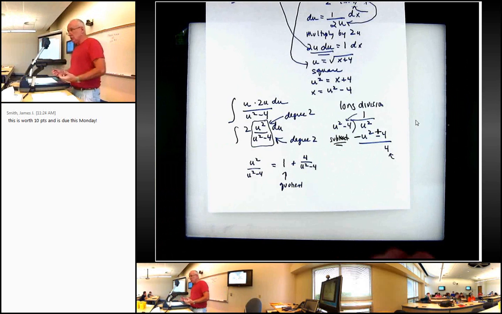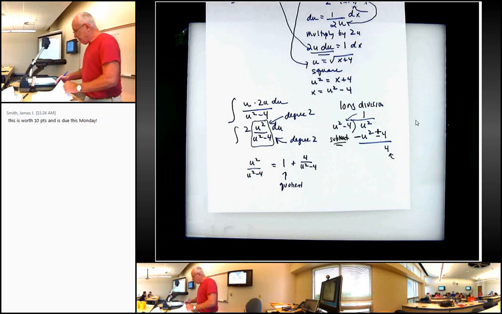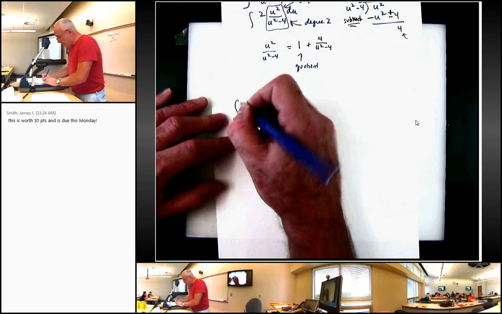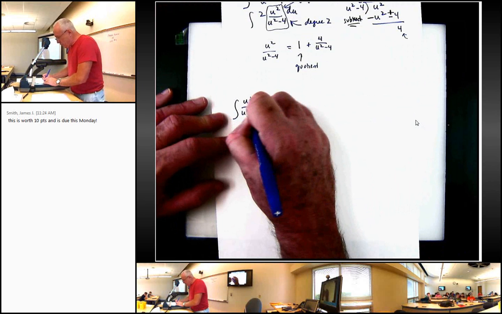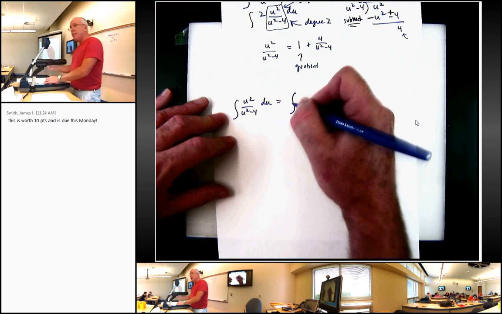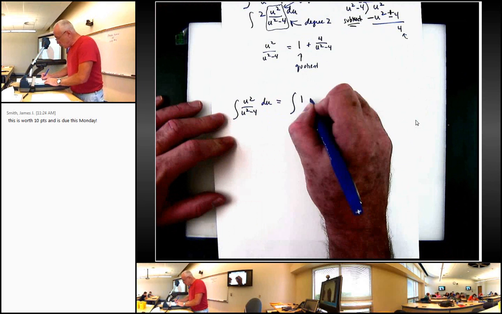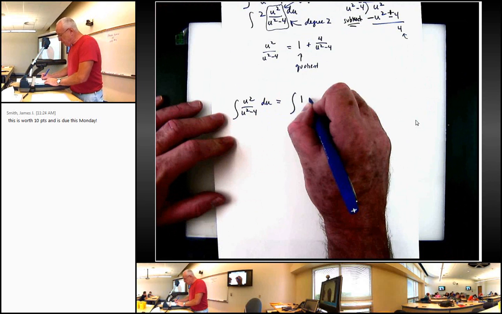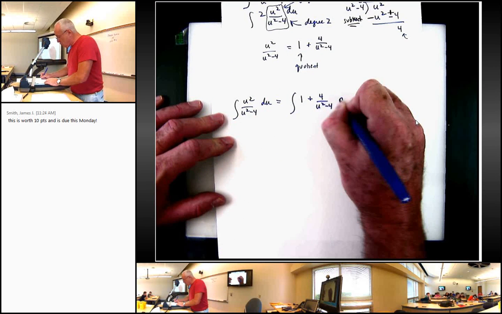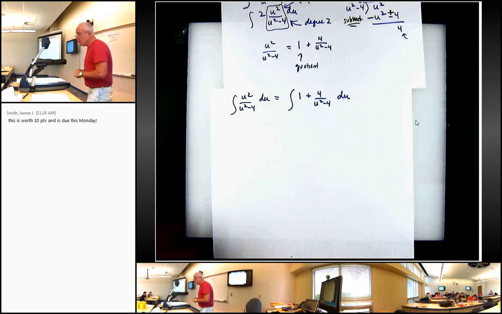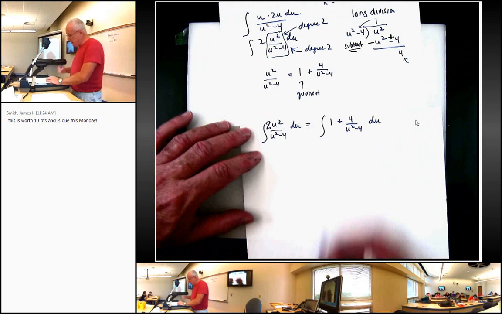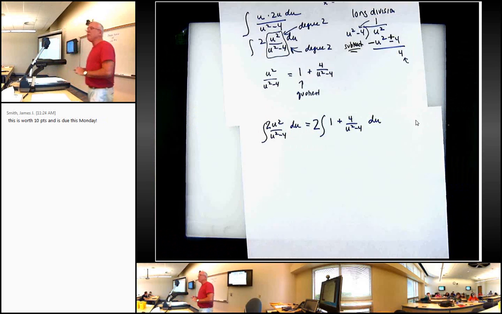Now I can integrate this. So we have u squared over u squared minus 4 du. I can rewrite it just from having used the long division as 1, that's my first term, plus my second term is 4 over u squared minus 4. Oh, did I leave out the 2? Thank you, thank you. Yep, let's put the 2 right in front like that.